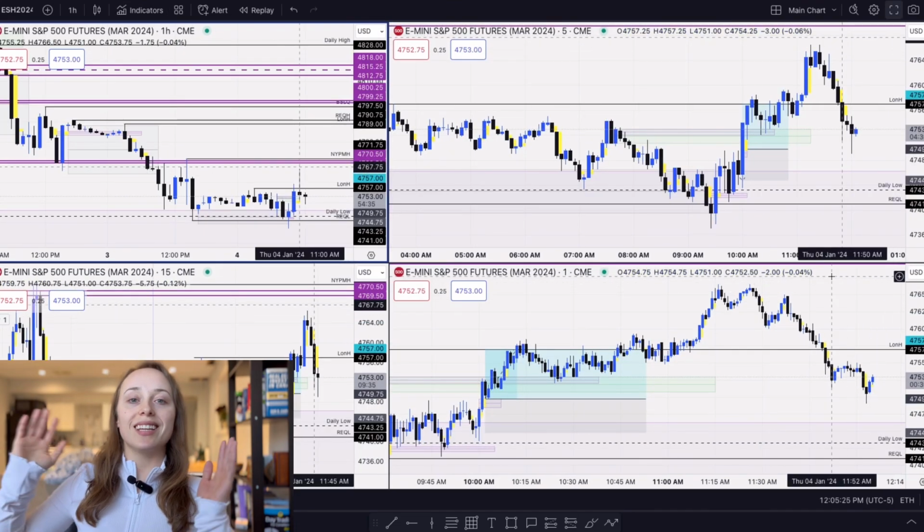Perfect. So let's go back to the ES. I did take a trade this morning. It was a simple, easy setup. I took 7-point profit on this trade. We were just aiming for some London session highs.